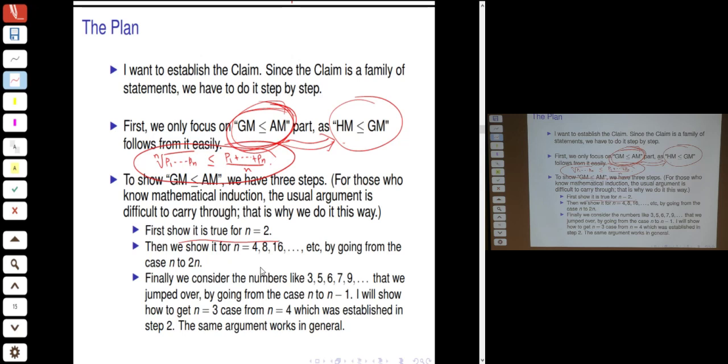Then we will show it for n equal to 4, 8, 16, etc. Can any of you spot a pattern in these numbers?